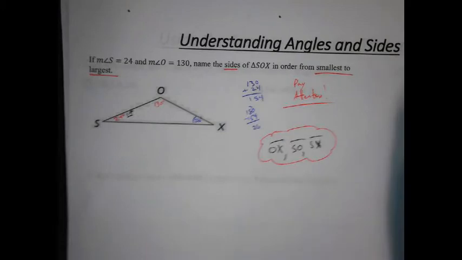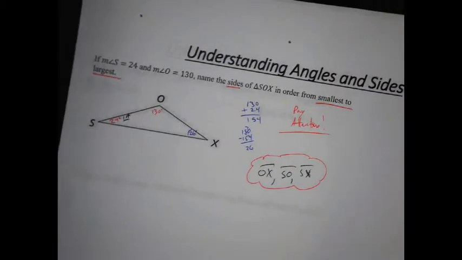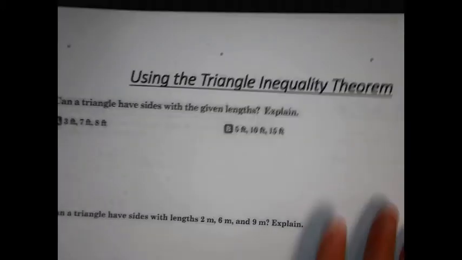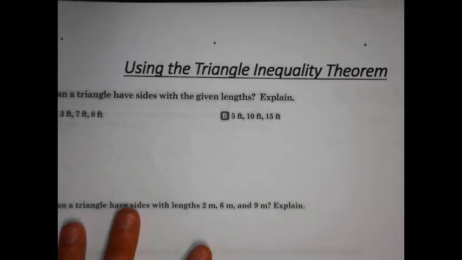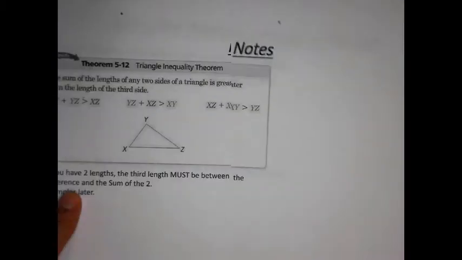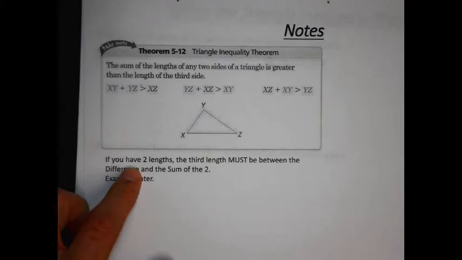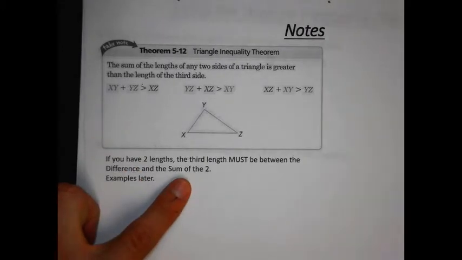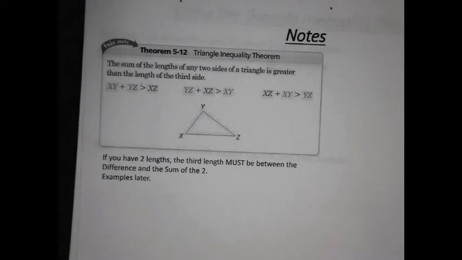Now, let's do some more thinking. We're going to talk about the triangle inequality theorem. Okay, so let's take a step back for a second and remember the note that we discussed when we were looking at the sum and the difference of sides. So remember the note that we had, where I think I kept it here. This one. If you have two lengths, the third length must be between the difference and the sum of the two. Okay, so how does that work?